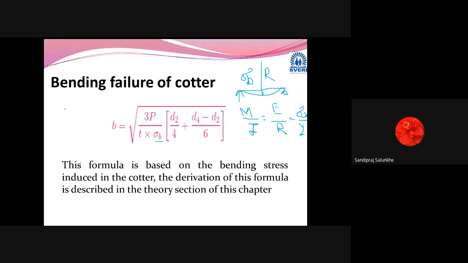If you consider the cross section of that bending part, this is the neutral axis, and you consider this as y. For this cross section only, you are going to calculate I. Then bending moment is calculated by means of force multiplied by the distance at which the force is applied. From this formula, you are going to calculate sigma b, the allowable bending stress.